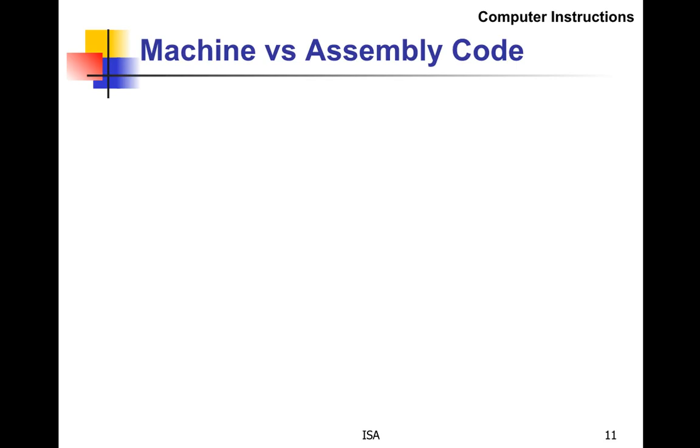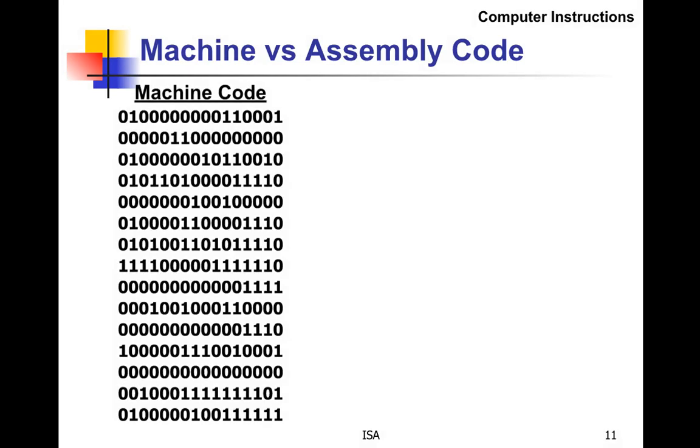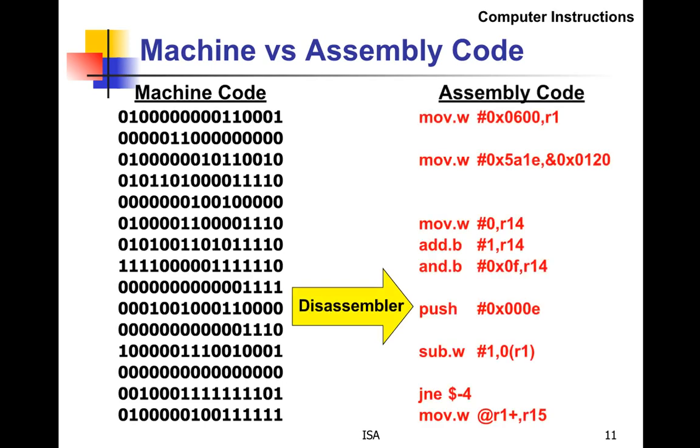Now, what's the difference between machine code versus assembly code? Machine code looks like this. And if you put that through what's known as a disassembler, you can see assembly code, which is more readable by humans. And here's what it is. This assembly code over here is usually what we will be using, but you should be able to go back and forth between machine and assembly code.